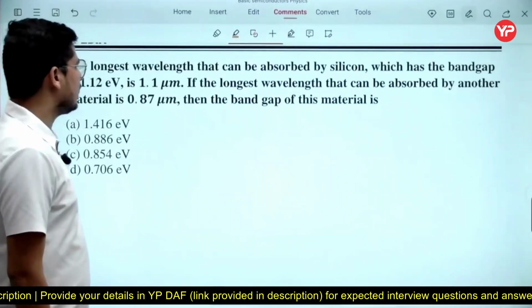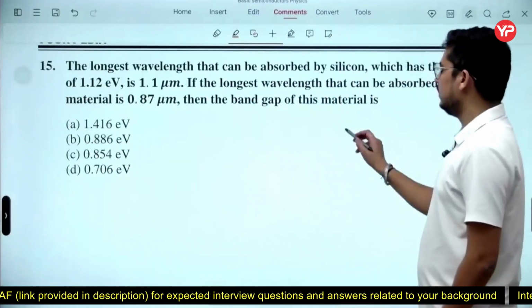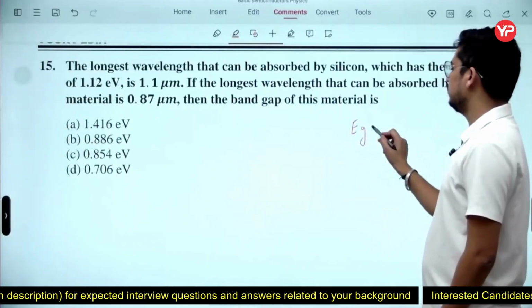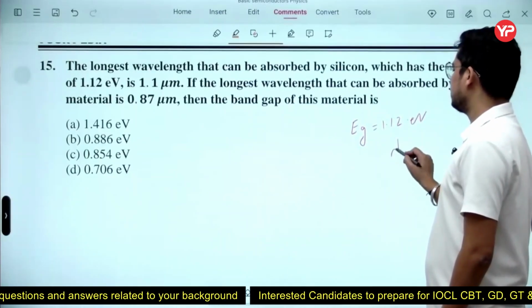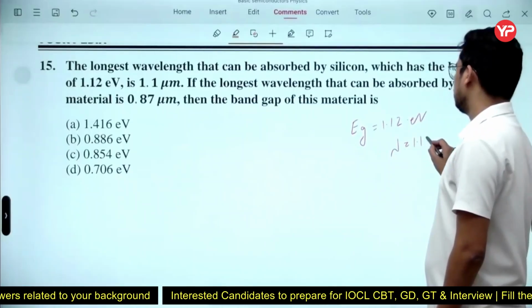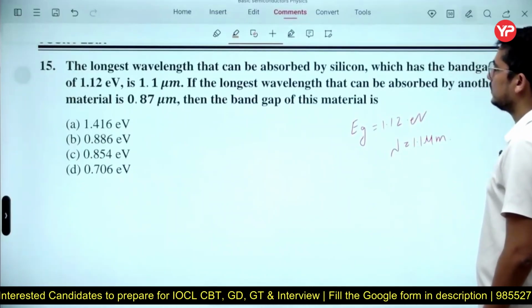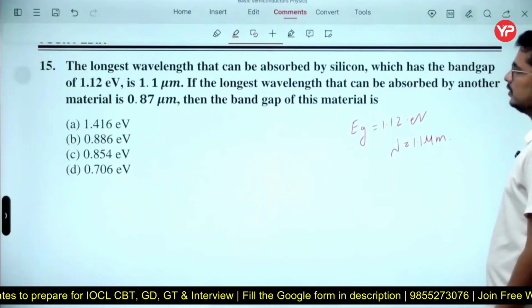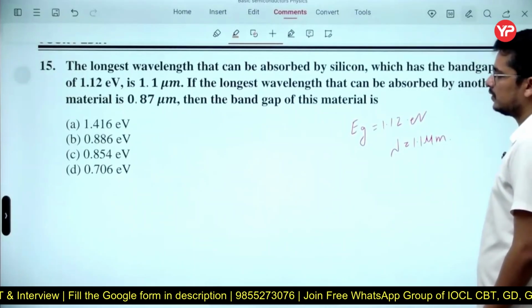The longest wavelength that can be absorbed by silicon, which has a band gap of 1.12 electron volt, is 1.1 micrometer. If the longest wavelength that can be absorbed by another material is given, we need the band gap of that material. See, listen carefully.